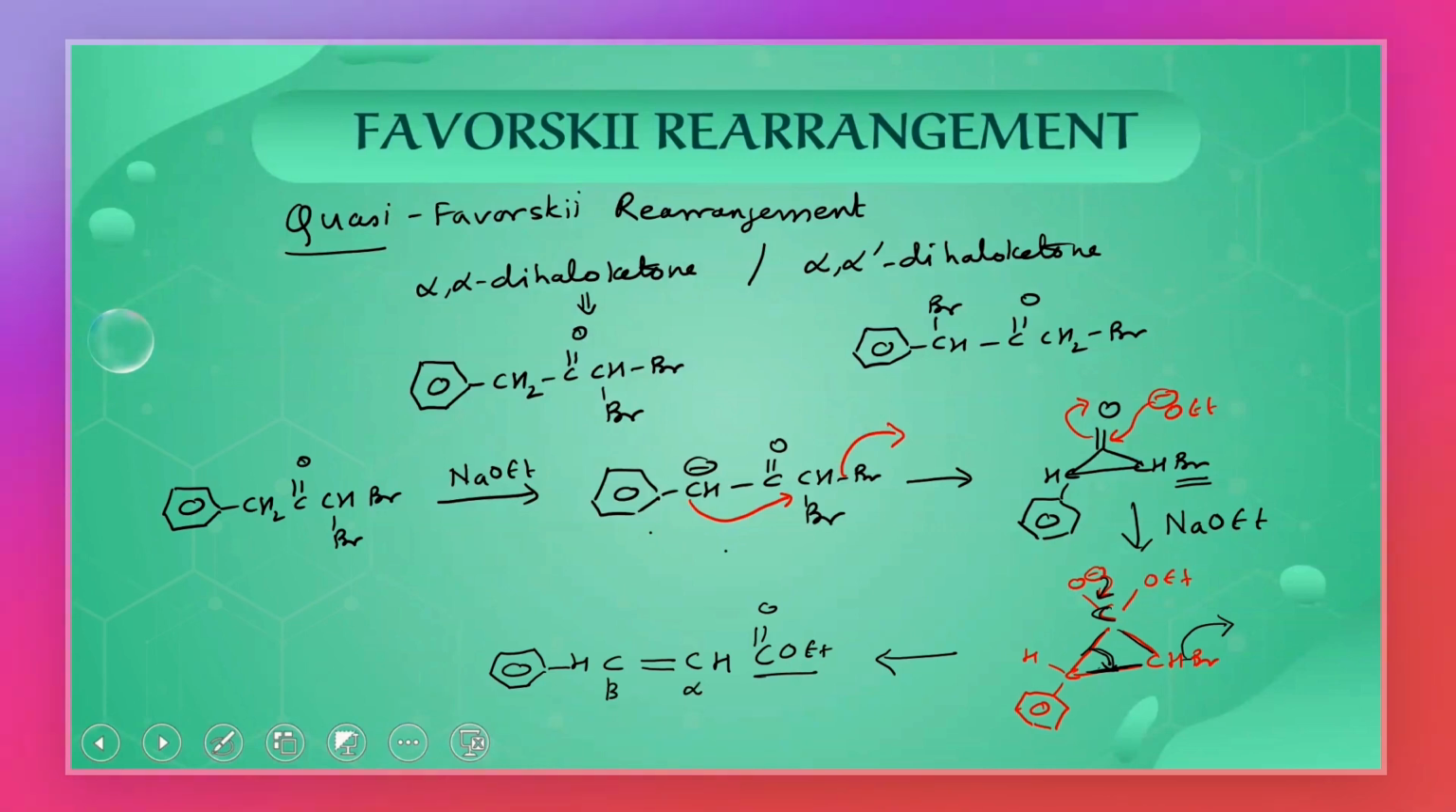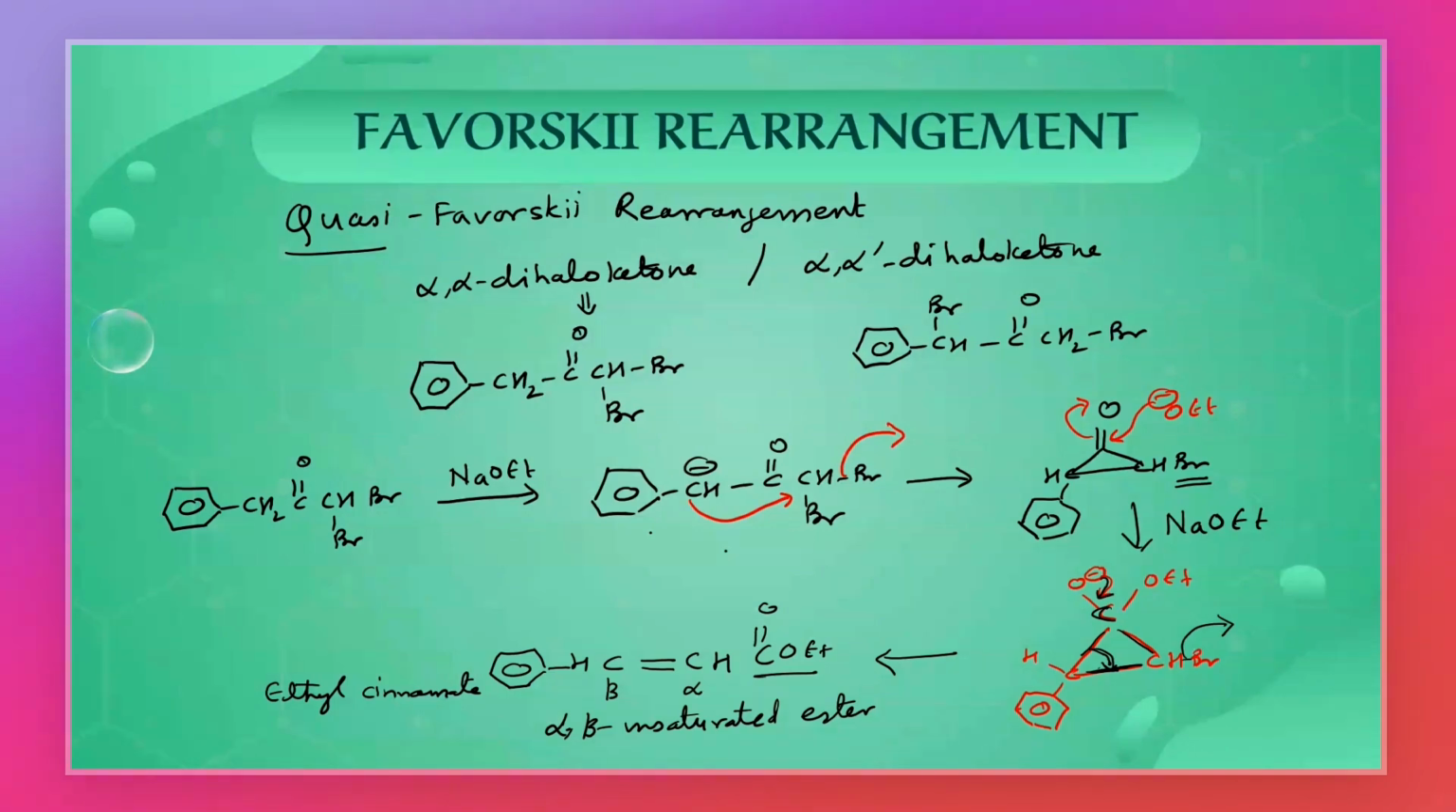So what I get is, from this ester, this is alpha carbon, beta carbon. I have alpha, beta, and it is ethyl cinnamate. Ethyl cinnamate. So you can see the course of reaction is very different in the Quasi-Favorskii rearrangement. You have a total turnover in the progress of the reaction, whereby you get an alkene containing ester.